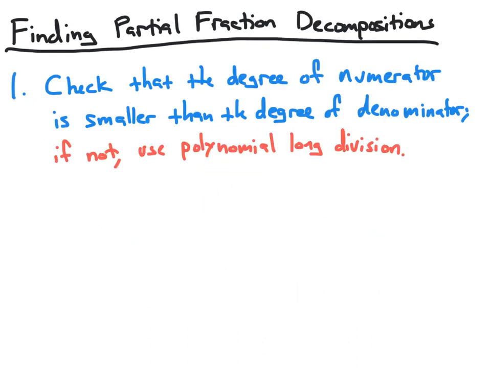When trying to find the partial fraction decomposition for a particular rational function, the first thing that we need to do is to check that the degree of the numerator is actually smaller than the degree of the denominator. This will mostly be the case, but if it's not, we do need to use polynomial long division in order to make it so. The rest of these steps will only apply to rational functions whose numerator has a smaller degree than the denominator.